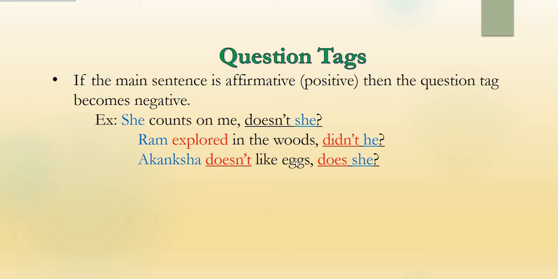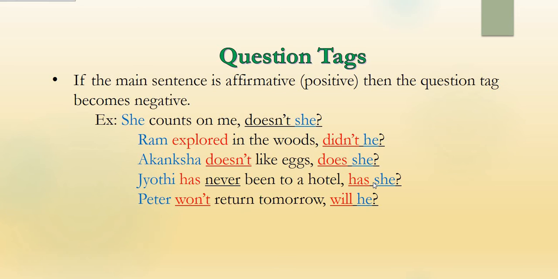Akanksha doesn't like eggs. So, it is in the negative form, so we are using the positive form of the question tag: does she? Jyoti has never been to a hotel. Here, never makes the sentence negative, so we use the positive form in the question tag. Peter won't return tomorrow, will he? I am not telling you what to do, am I? Because these four sentences are in their negative forms, the question tags become positive.